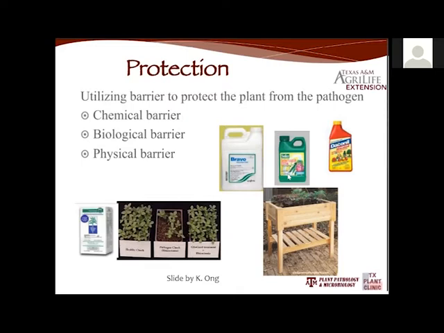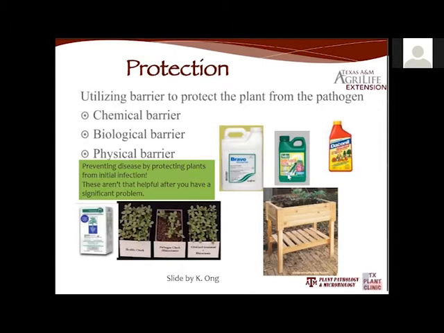Lastly, a physical barrier, something as simple as a raised bed. If you have a variety of tomato that you just absolutely love, but it's susceptible to everything under the sun, I would recommend maybe considering putting it in a pot or a raised bed or something, just because you are reducing the likelihood of having problems, especially if you have a history of, say, Fusarium wilt in your garden plot. Well, doing a pot or a raised bed is a simple way to just avoid the problem and protect your plant from infection. However, protection is not that helpful if you already have a significant problem.